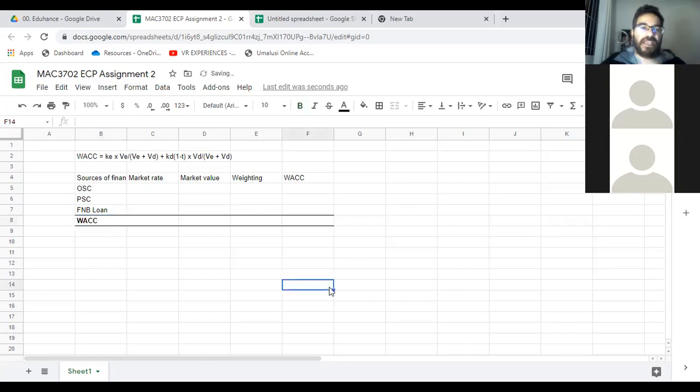Okay, so that is step number one, formula. Step number two, table. Step number three, identify and slot in the source of finance. Now we do step number four, which is to calculate market value. Okay, so now we go about doing the calculation.